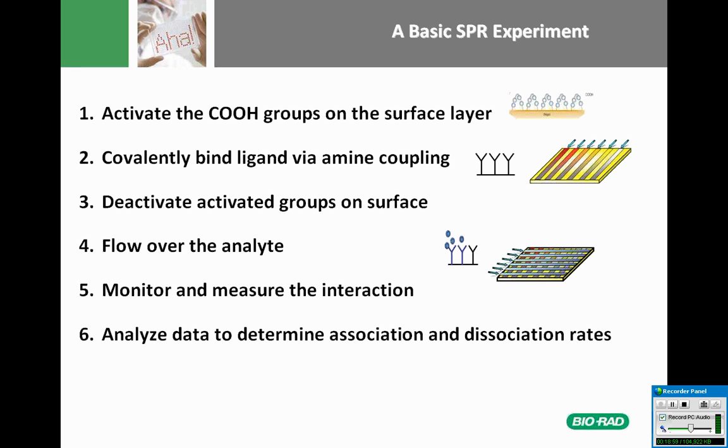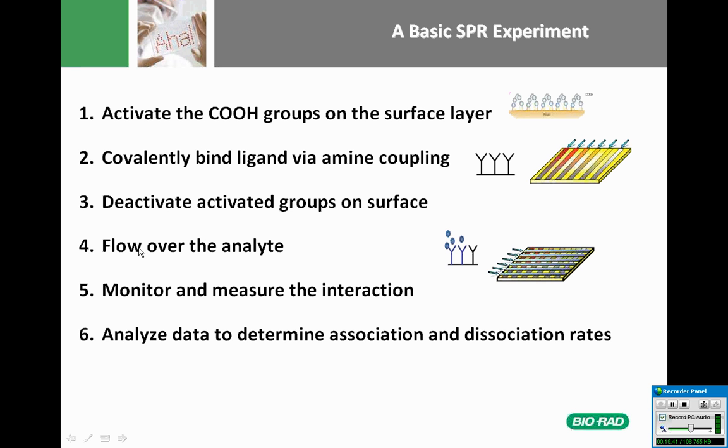So how does a basic SPR experiment look like? It has two sections, of course. First, you need to immobilize your ligand, and then once the ligand is immobilized, you inject your analyte to measure the interaction. For the immobilization, you need first to activate the carboxylic groups of the surface layer, then to flow over your ligand, which will form a covalent amide bond with the activated carboxyl groups. Then you need to deactivate all those activated carboxyl groups that did not interact with the ligand. And here you are done with the immobilization.